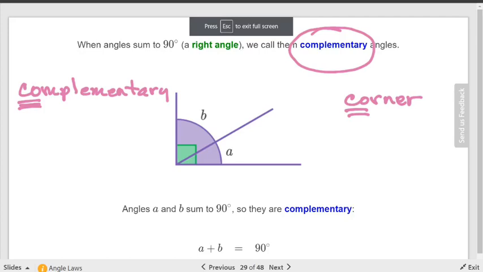So, when angles sum to 90 degrees, we call them complementary angles. And it doesn't say two angles. It could be 3 or 4 or 5. It doesn't matter as long as they sum, which means add, right? As long as they add up to make 90 degrees, they are complementary, right? Okay. Now, another thing that we want to talk about, we'll talk about some notation later. So they're calling this one angle A and this one angle B.